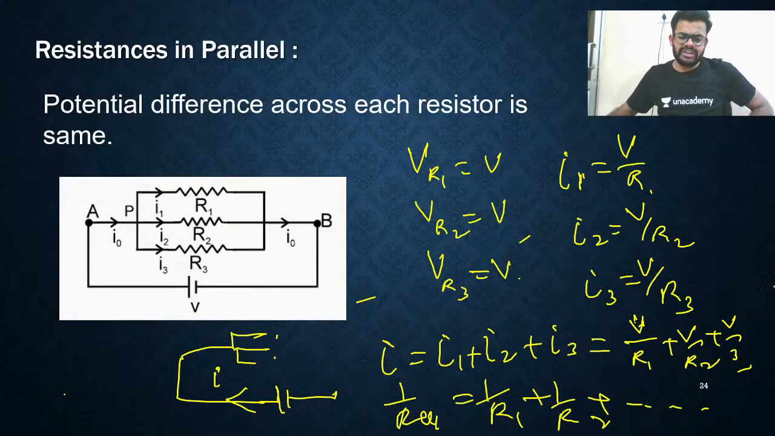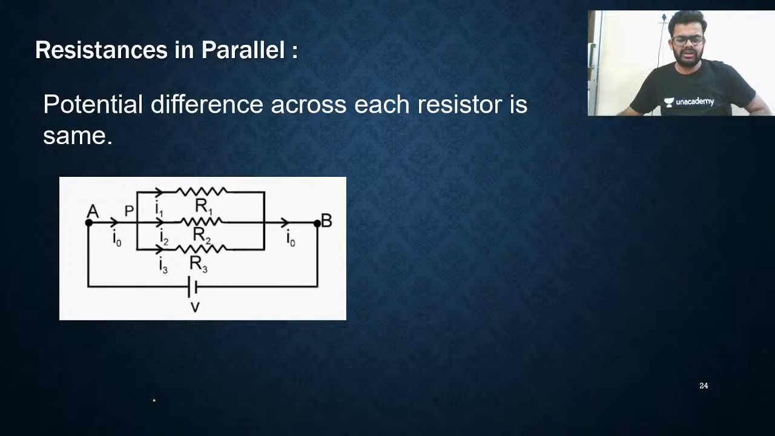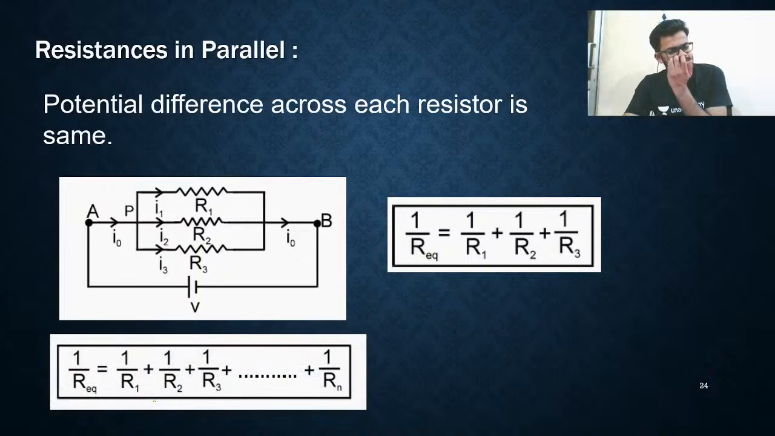That's all, my dear friends. So in that situation, the current coming out of the cell will be equal to sum of current of all the branches. Next, each and every resistance will have same potential difference across it.